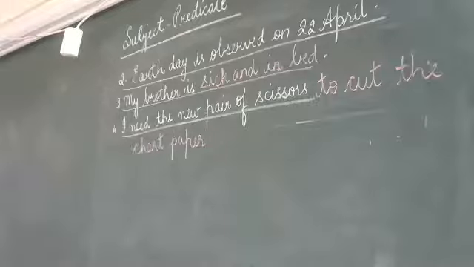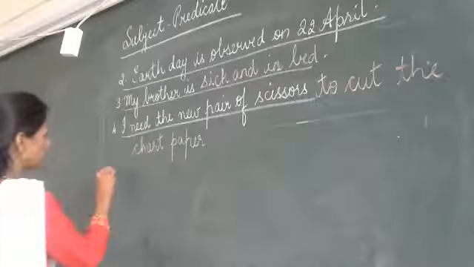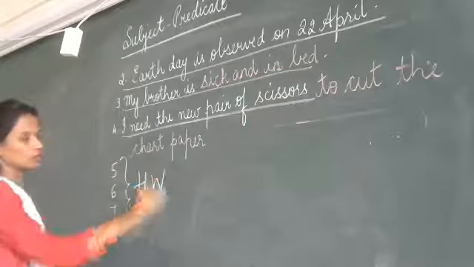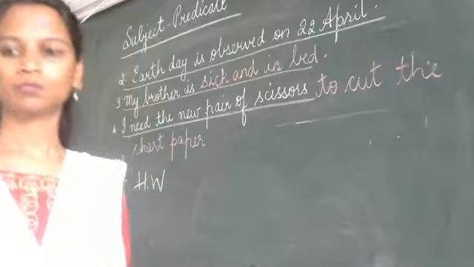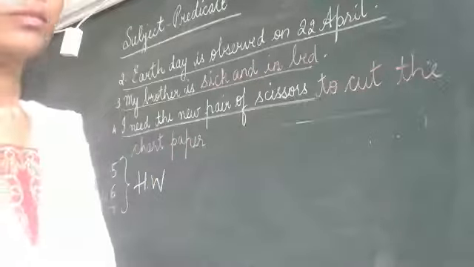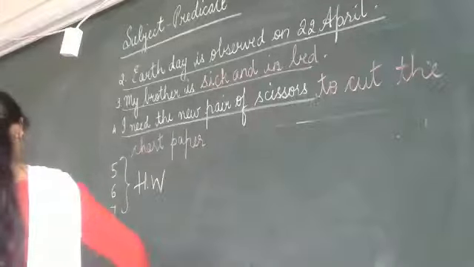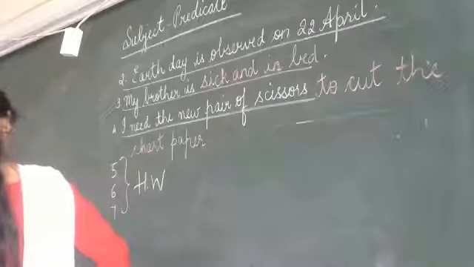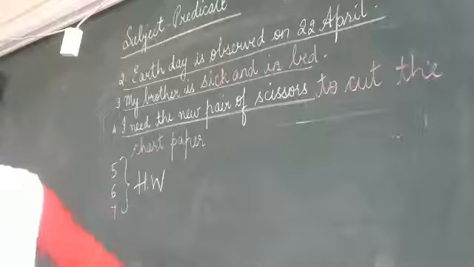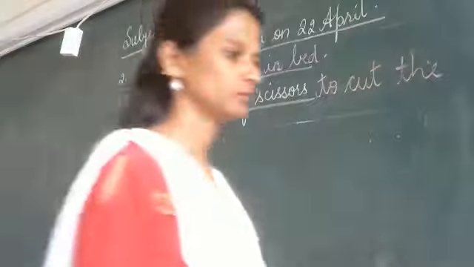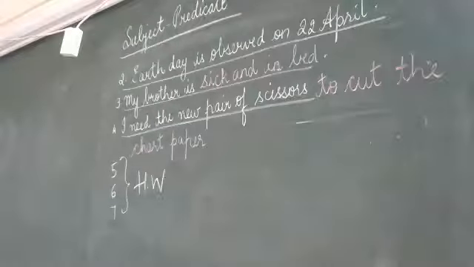Now, number 5, 6, 7. Write it for your homework. Write HW. Any doubt in this? Any doubts, children? No doubts? Who has a doubt?